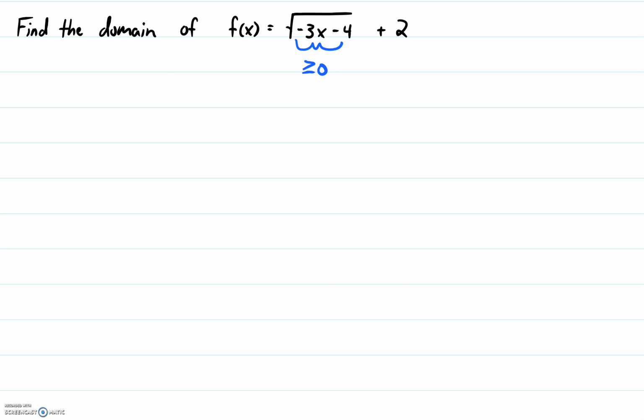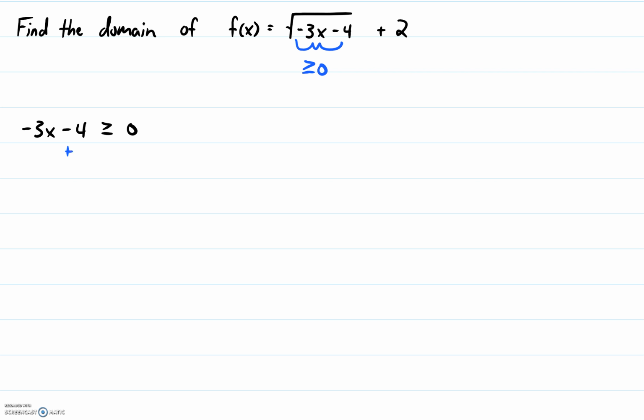The plus 2 on the outside doesn't make any difference, and we don't have any other things to worry about because we don't have any other radicals or any denominators with variables. So we can proceed by just setting negative 3x minus 4 to be bigger than or equal to 0. So again, just forget everything else. It doesn't matter. Just put what's under that radical bigger than or equal to 0, and then isolate the variable on one side of the inequality.